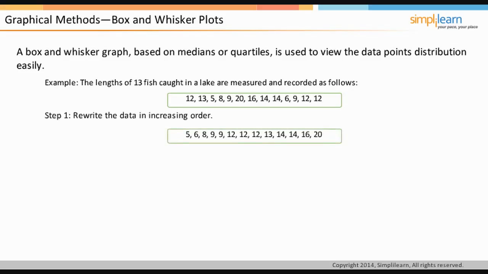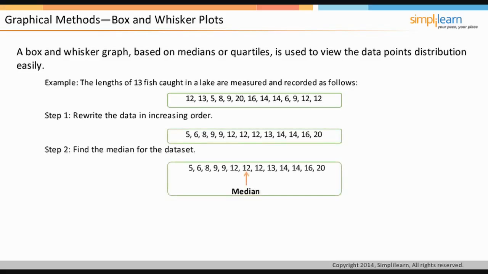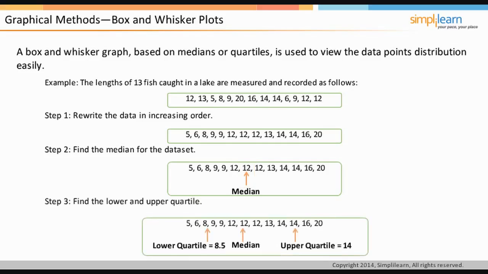The first step to draw a box and whisker plot is, therefore, to arrange the numbers in increasing order. Next, find the median. As there is an odd number of data entries, the median is the number in the middle of the data set, which, in this case, is 12. The next step is to find the lower median or quartile. This is the median of the lower 6 numbers. The middle of these numbers is halfway between 8 and 9, which would be 8.5.